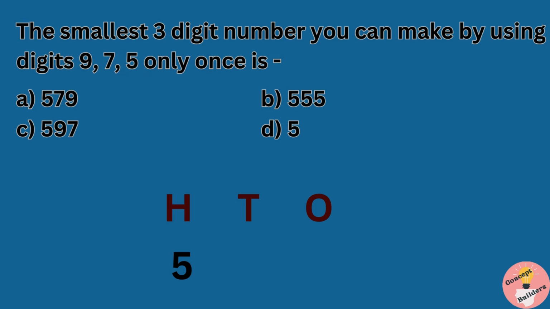Which digit will come next? The next smallest digit is 7. It has to be placed next. And finally, 9 will come. So we got our answer. It is A.